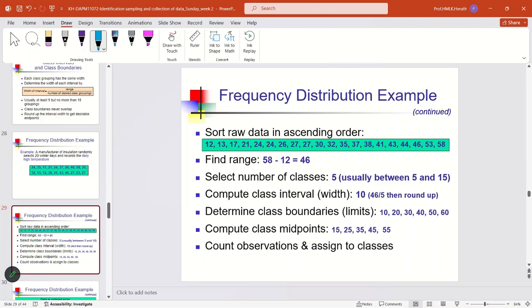And we will divide 46 by 5. Then we will round it up. We will round it up to 10. 46 divided by 5 is 9 point something.